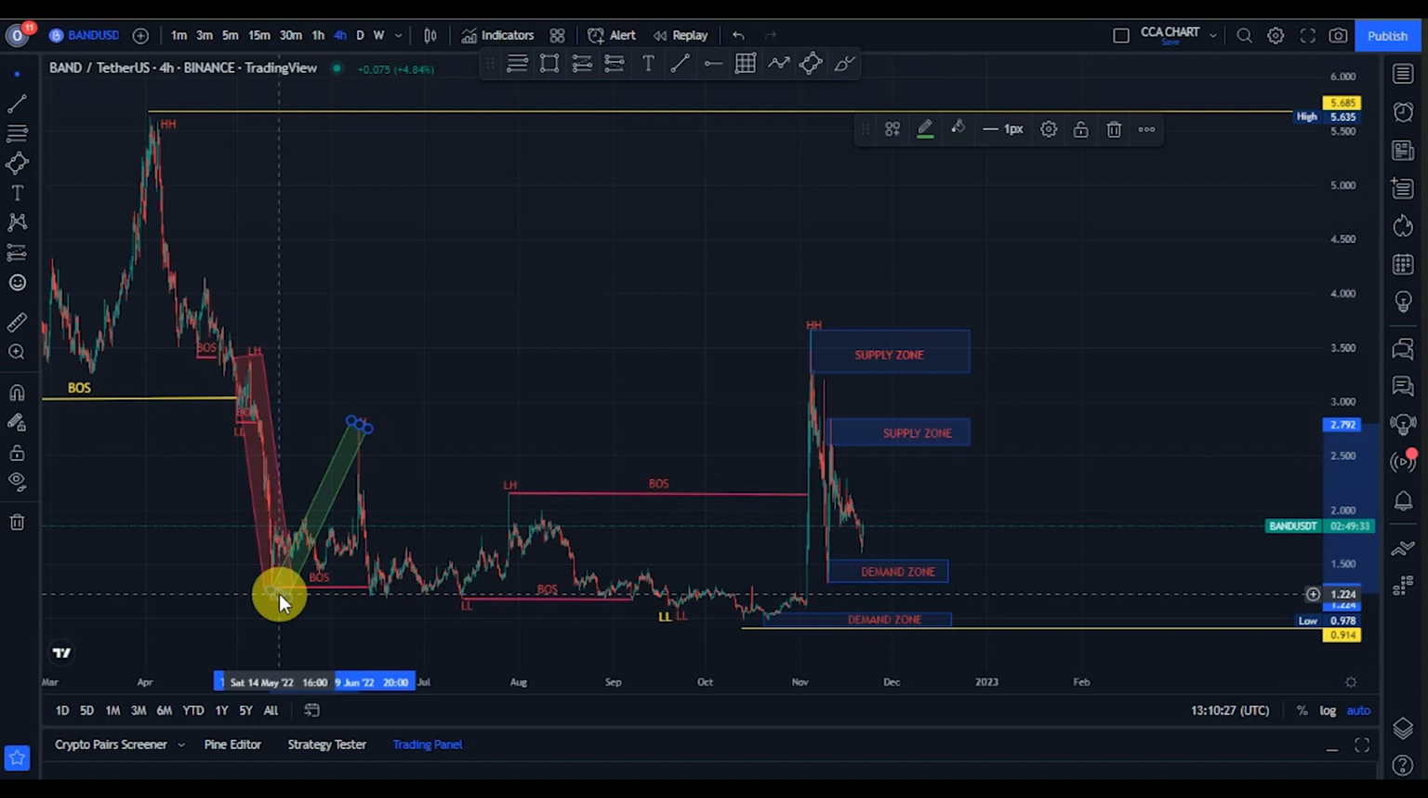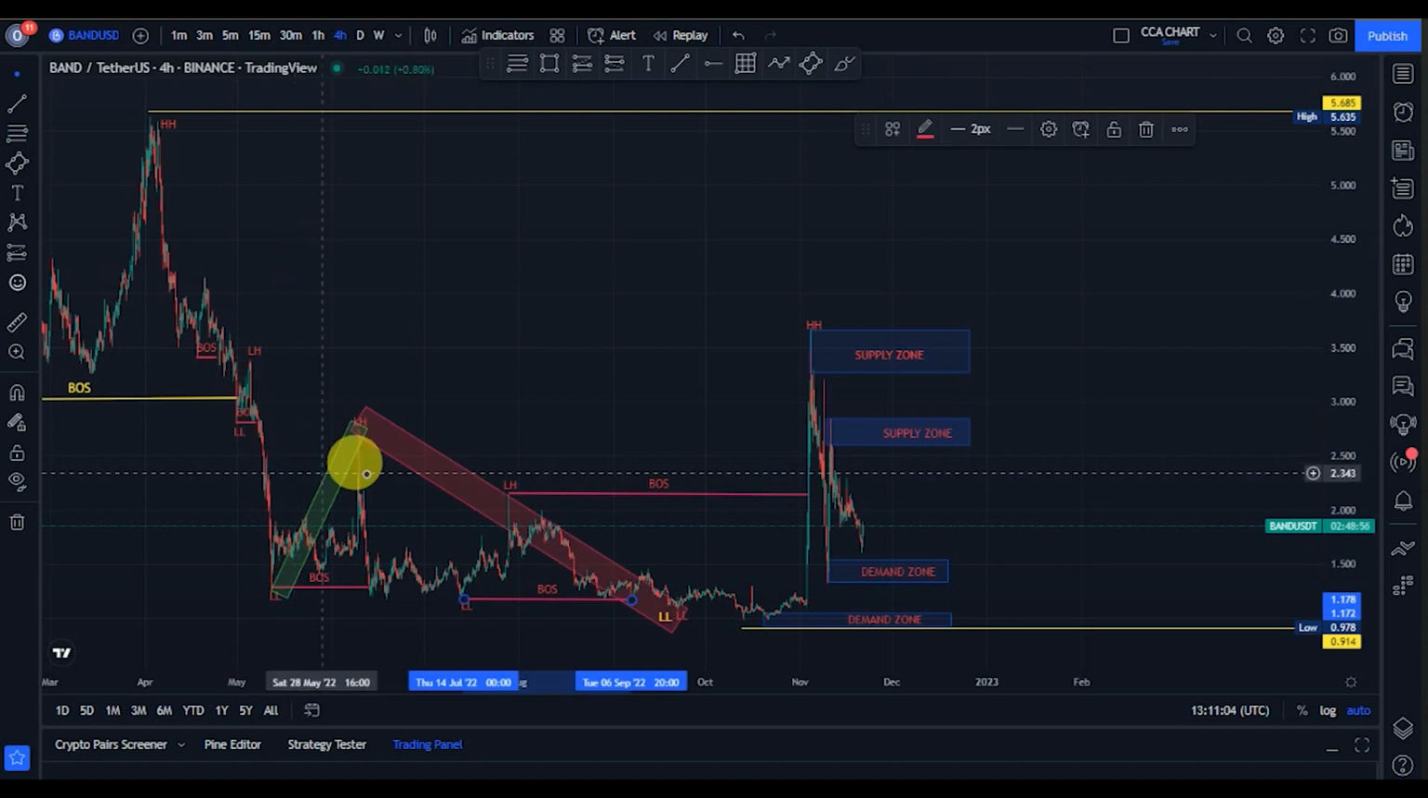Guys, that's a break of structure to the downside. We should expect a pullback. Sure, the bulls came back, pulled price from that $1.2. They took it back to about $2.7. But guys, because this is a bearish trend and this lower high that gave us this lower low is not taken out, we should expect more break of structure to the downside. Guys, so the bears came back, took price from that $2.7, rallied downward to about $0.9.